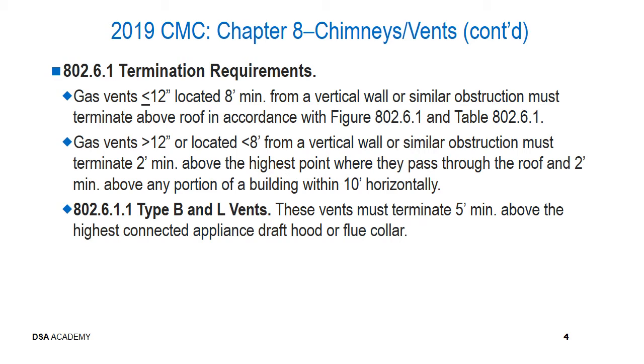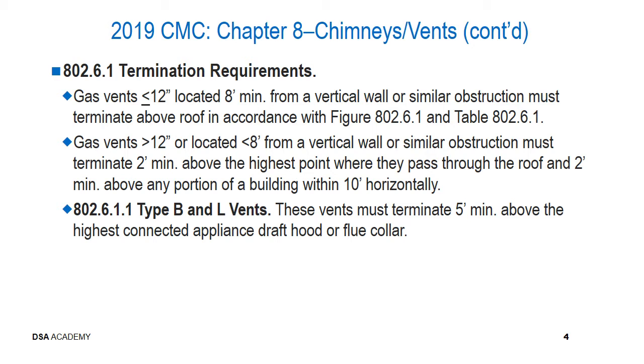Gas vents that exceed 12 inches in diameter or are located within 8 feet from a vertical wall or similar obstruction are required to terminate 2 feet minimum above the highest point where they pass through the roof, and 2 foot minimum above any portion of a building within 10 foot horizontally of the termination.